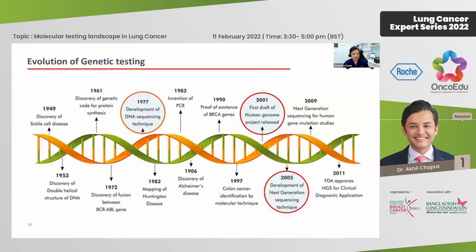And subsequently, genetic testing has evolved very quickly. I've just highlighted some important events in the past 30 to 40 years, I should say. 1977 was the development of DNA sequencing technique by Fred Sanger, for which he was given the Nobel Prize for Medicine. And this is still utilized in certain laboratories. In 1983 was the invention of PCR. In 2001, the first draft of the Human Genome Project was released. In 2005, we had the development of next-generation sequencing, which is used till today.